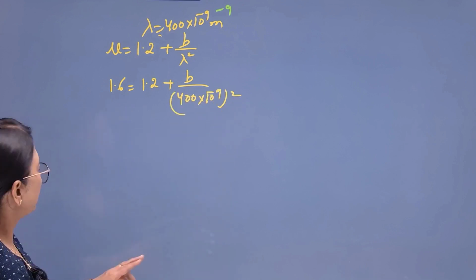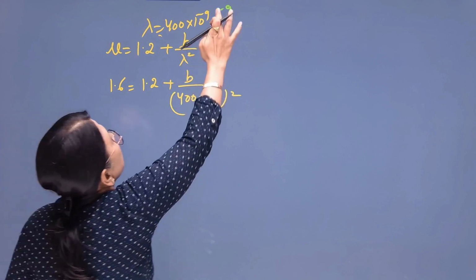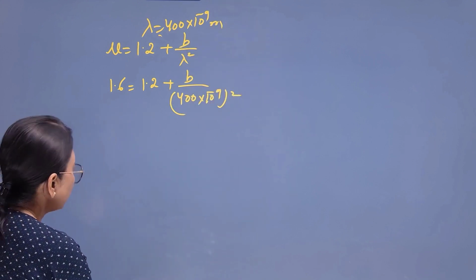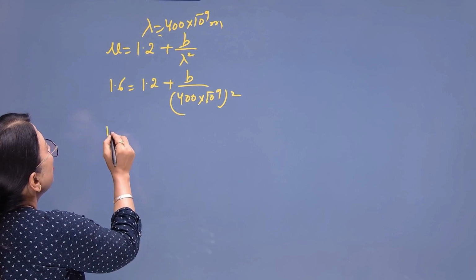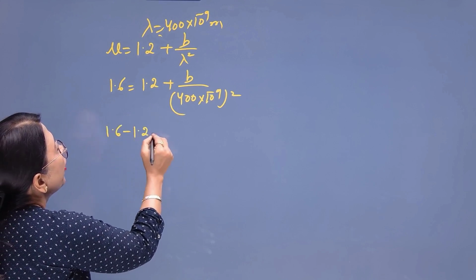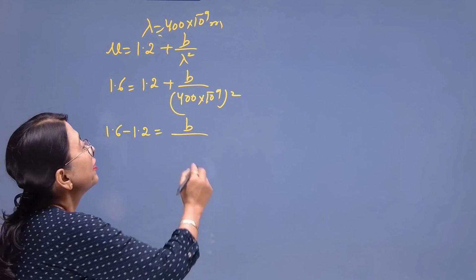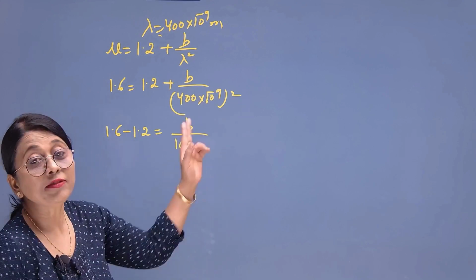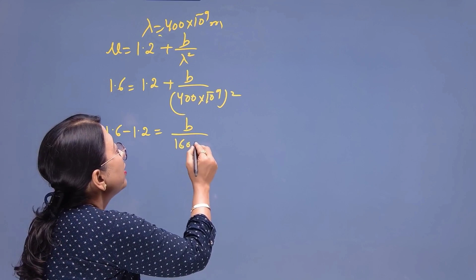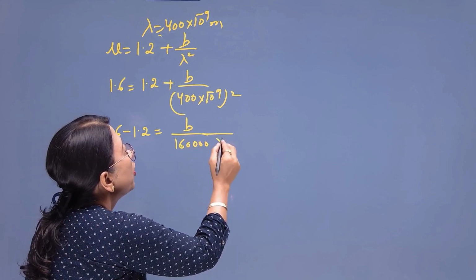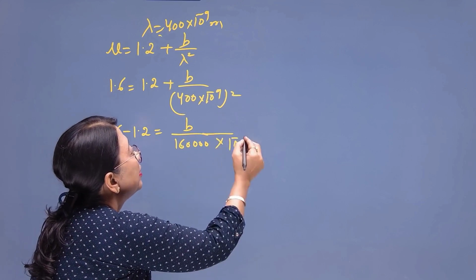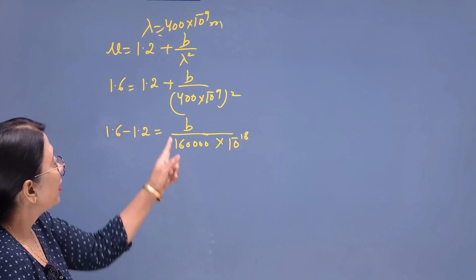This we are going to put. So we have put this value. So we put this value, we are going to get the answer as what? 1.6 minus 1 is equal to b. Square it up. If you square it, this will come out as 16. How many zeros? 4 zeros. 1, 2, 3, 4. And this will be your 10 to the power minus 18. Right? Now you can get this.